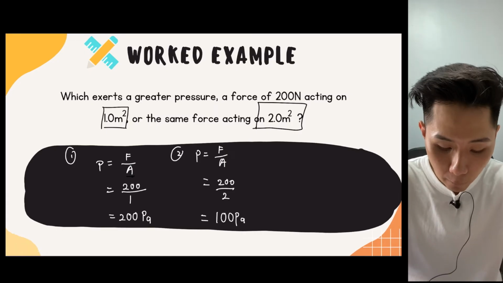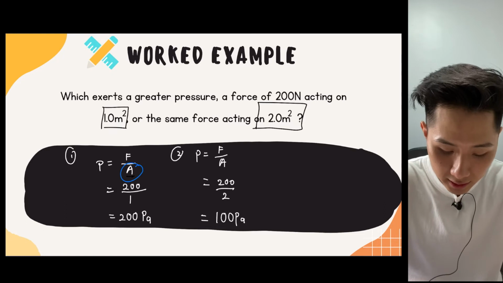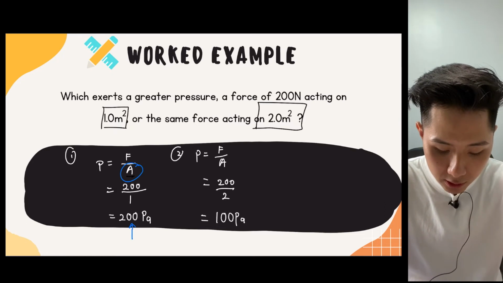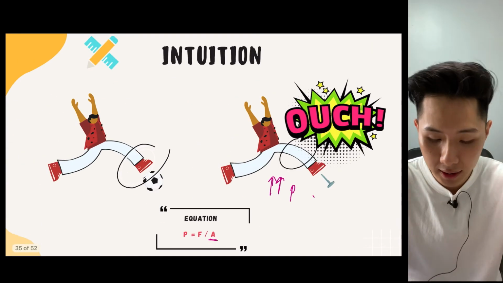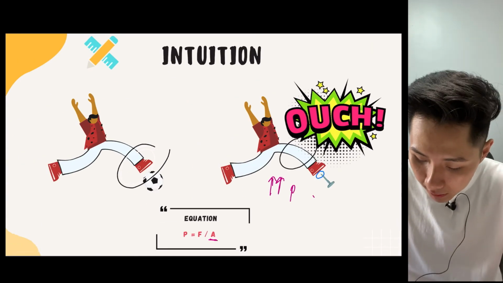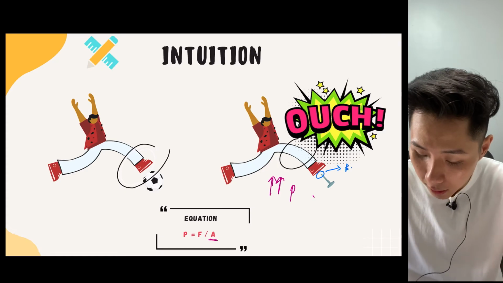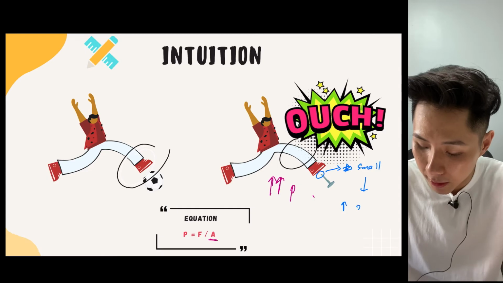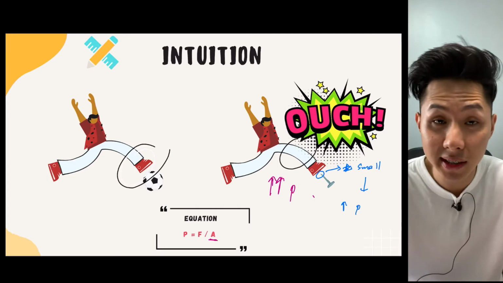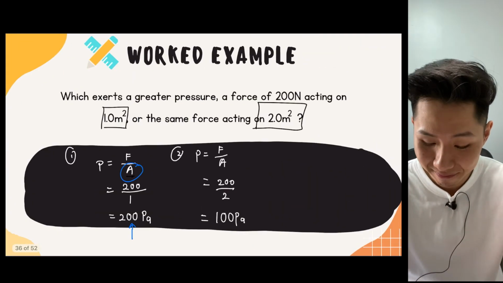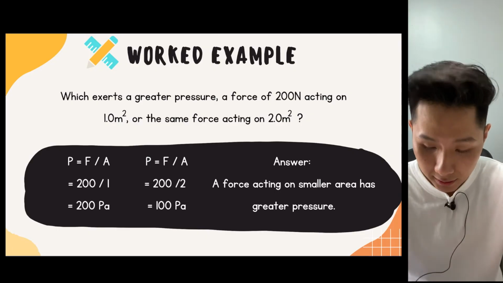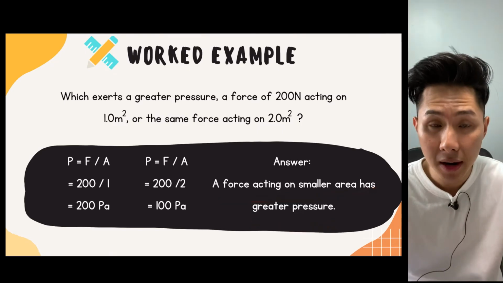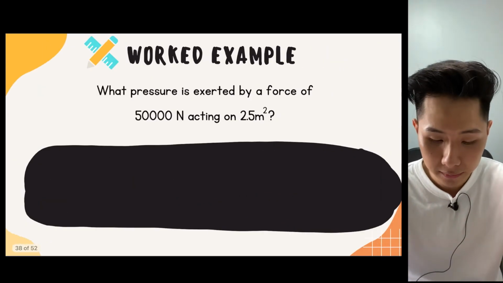So you can see that when the area of contact is very, very small, this will result in the pressure being very large. And this is why, because the area of contact of the nail is very, very small, this will result in very high pressure that makes it super painful when you step on it. But do not try it at home. So that's basically the solution. A force acting on a smaller area will have greater pressure.